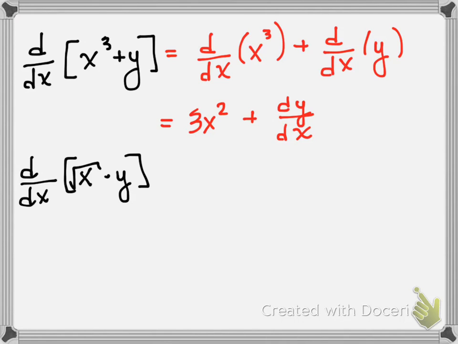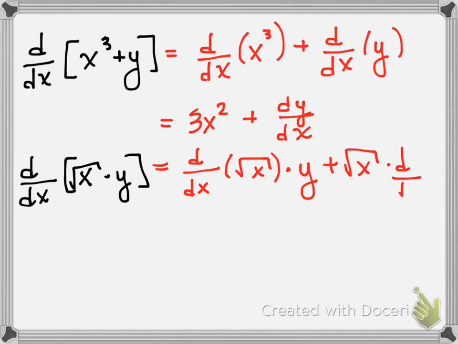Let's do the other example. The derivative of square root of x times y with respect to x. So here our fundamental operation is multiplication. So we need to use the product rule. And the product rule says that we need to take the derivative of square root of x with respect to x times y, plus the square root of x times the derivative of y with respect to x. That's what the product rule tells us.